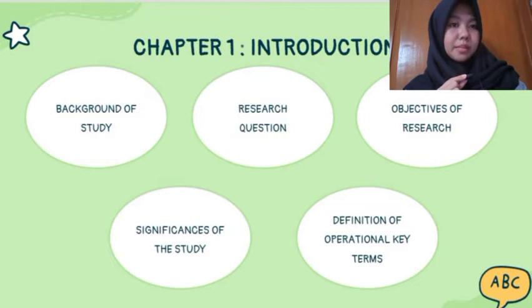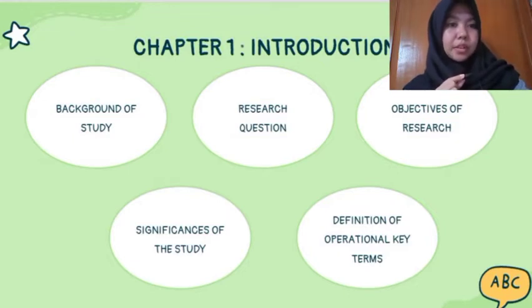Based on the background above, the researcher states the problem as: what are the grammatical errors made by students of the English department in writing argumentative paragraph at Lambung Mangkurat University Banjarmasin Batch 2016? The next one is objectives of research.